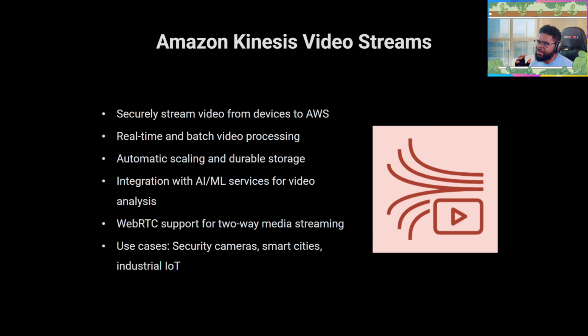When you now think about video streams, it's the same. Data Streams is basically for data, but Kinesis Video Streams is specifically for streaming videos. It offers real-time and batch video processing, automatic scaling and durable storage. You can have AI and ML services analyzing the video in real time. Think about video from your security camera footage, where you're trying to identify things and understand exactly what's going on in real time. That's where Kinesis Video Streams comes in. For now, I'm just introducing the service. We won't be able to do anything significant at this level.